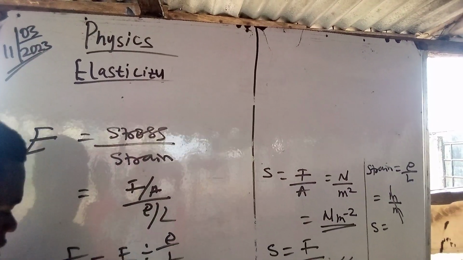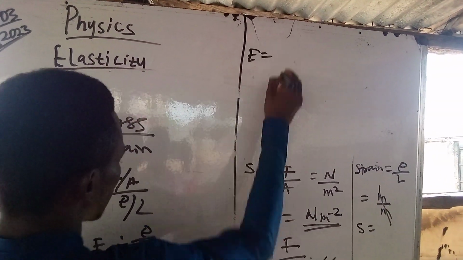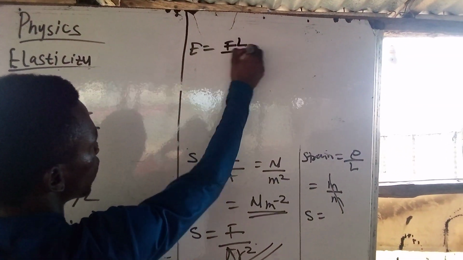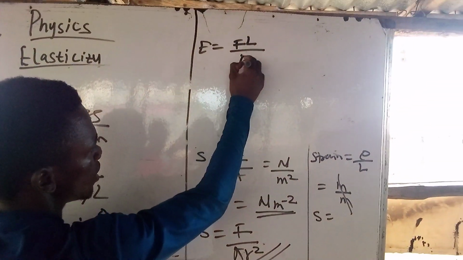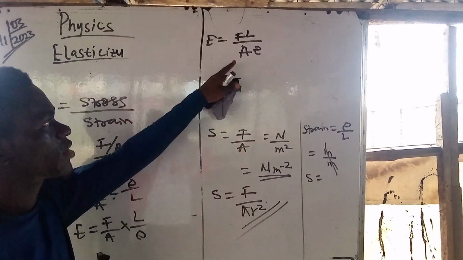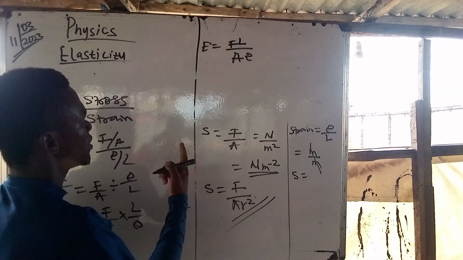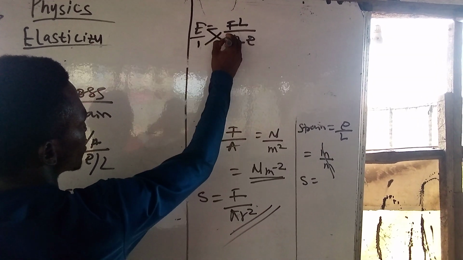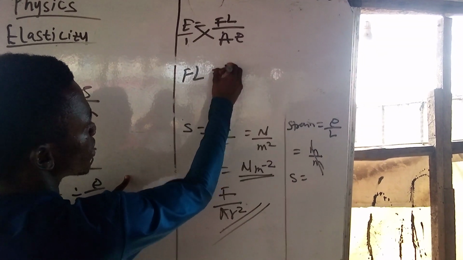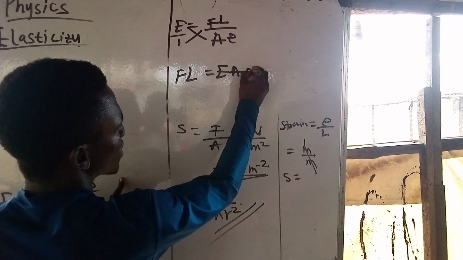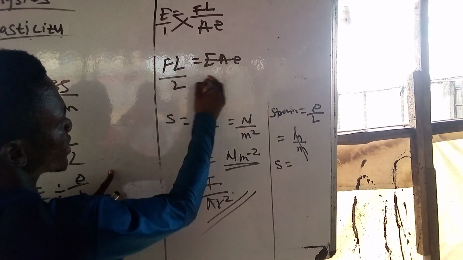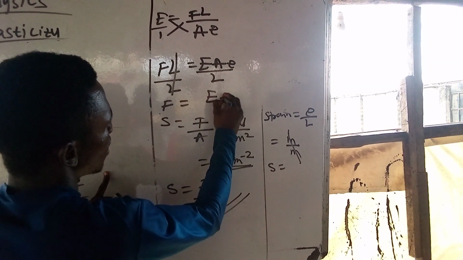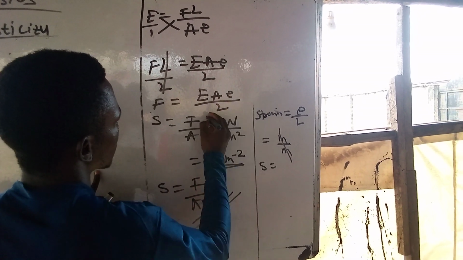So the Young modulus equals the force times the length over the area and the extension. The area can also be called the cross-sectional area. To find the force, we make it the subject of the formula by cross-multiplying. We have the force times the length equals the Young modulus times the extension and the area. Dividing by the length, the force equals Young modulus times area times extension over the length.